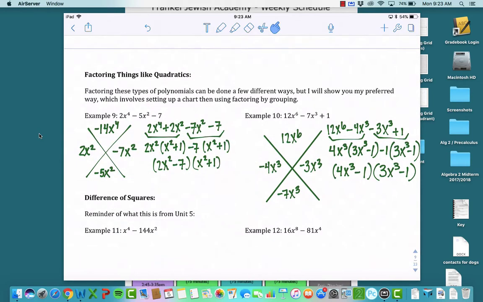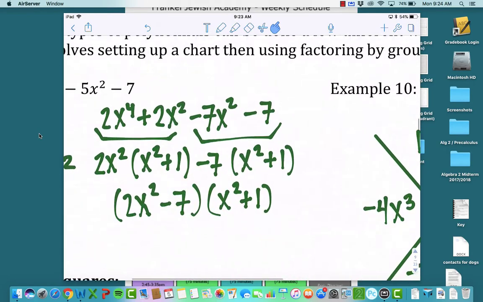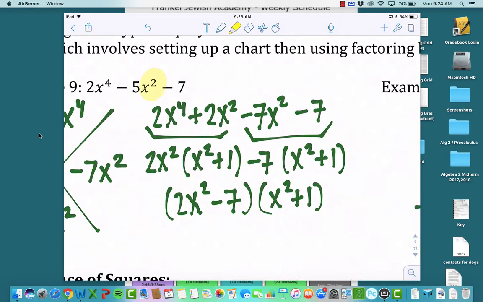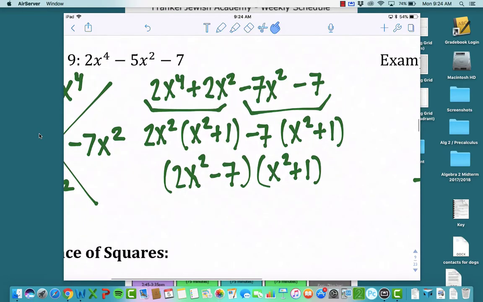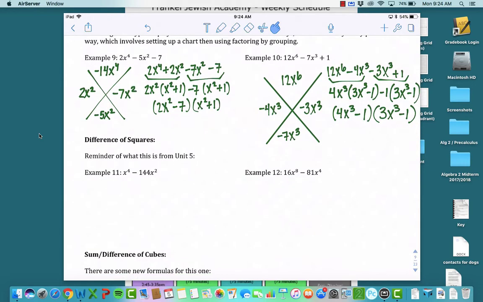So same process as factoring quadratics, just with bigger exponents. Notice that this only works for things that are like, so it starts with 6th and then 3rd, which is half, and then there's no x term. So 6, 3, 0. This one over here is 4, 2, 0, because 2 is half of 4. It would work for 8, 4, 0. It would work for 12, 6, 0. Anything where the middle term is half of the degree of the first term.